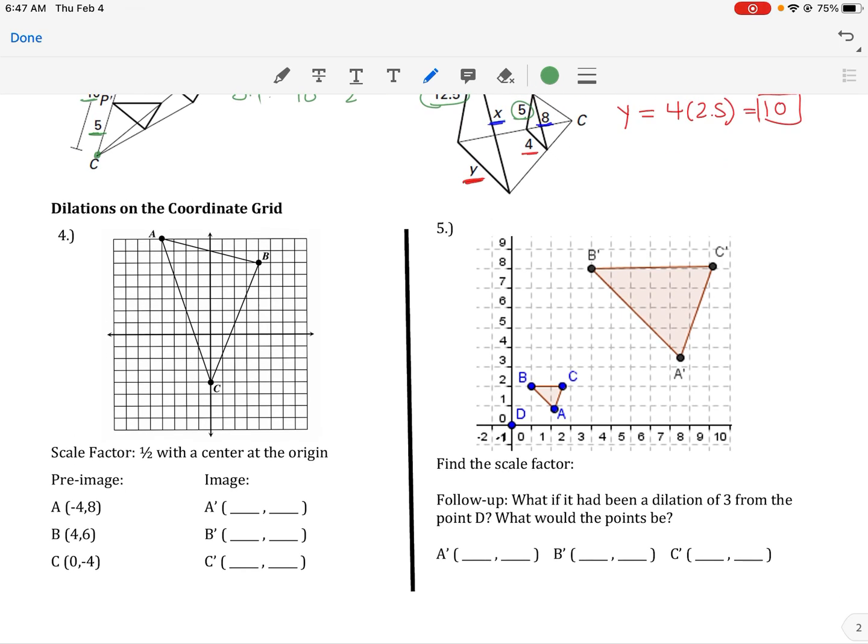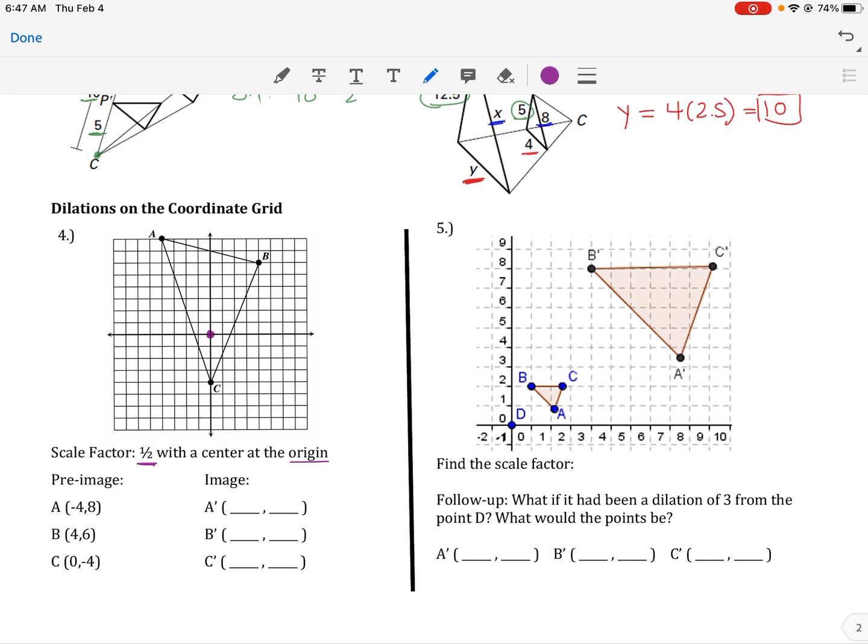Okay, last but not least, we're going to look at dilations on a coordinate grid. So we're going to dilate by a scale factor of a half, so it's going to be a reduction, right? We're going to make a smaller triangle with the center at the origin. So we're dilating it from this point right there. Okay, there's two ways to think about this. Think about a dilation as the distance from the origin.